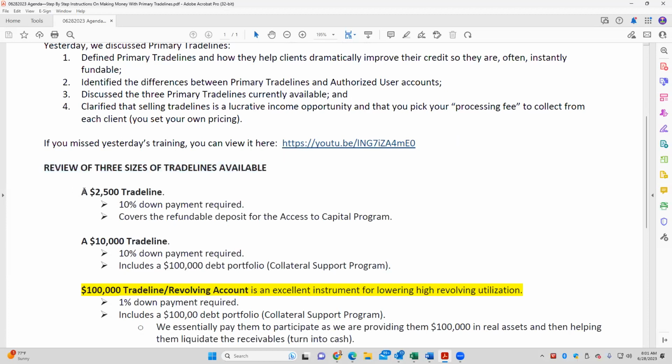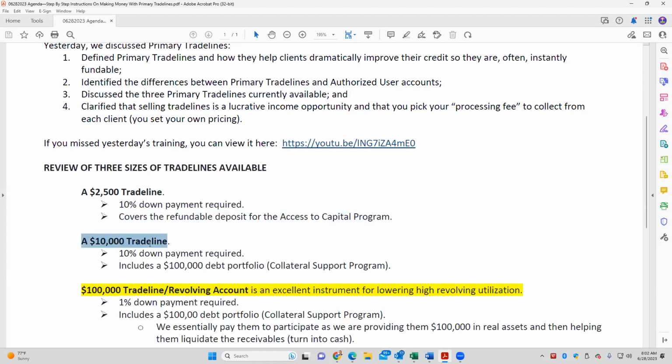The first of which is a $2,500 trade line. We normally use this to cover the refundable deposit for the Access to Capital program. So if a client does not receive normal cash funding offers, which most do, many get multiple offers, then we can use a credit building $2,500 trade line that works really well, covers the refundable deposit, 0% interest, great for the client. So that's one scenario. That probably will not be the one that you use most often, but that is one of the 3 trade lines.